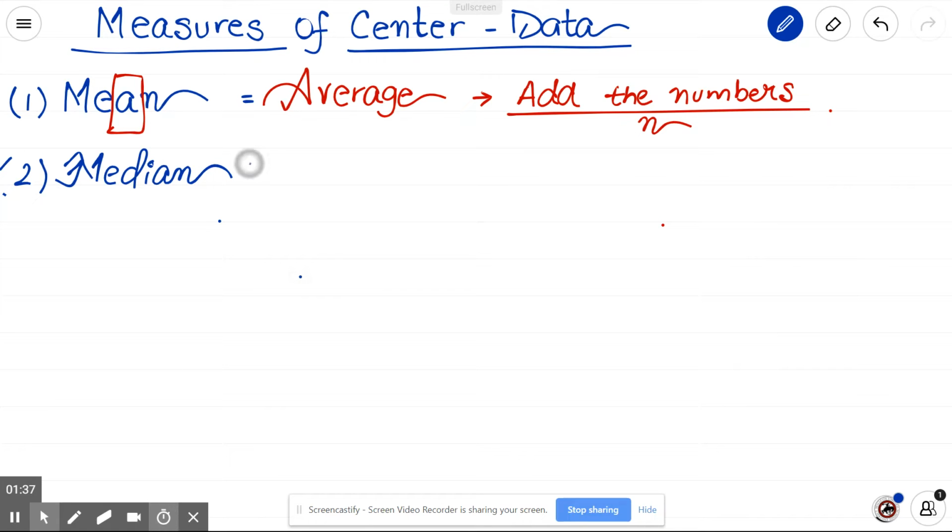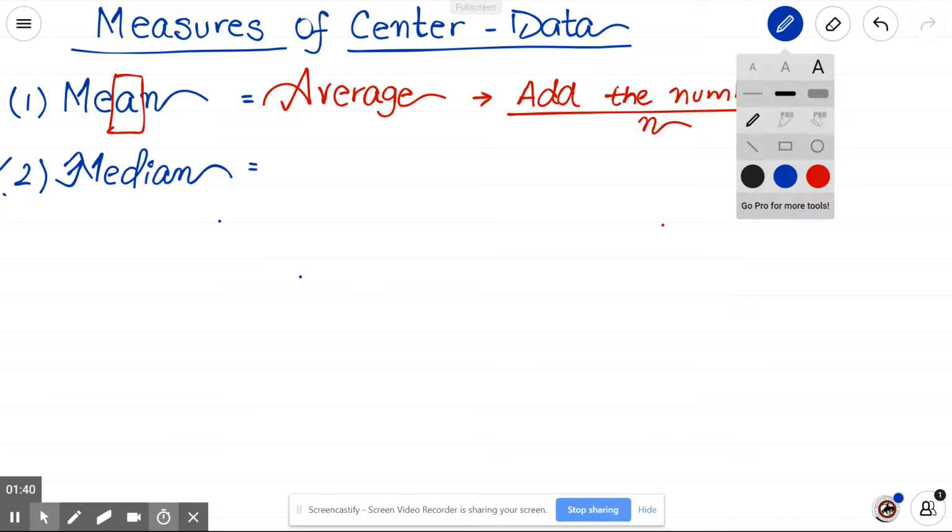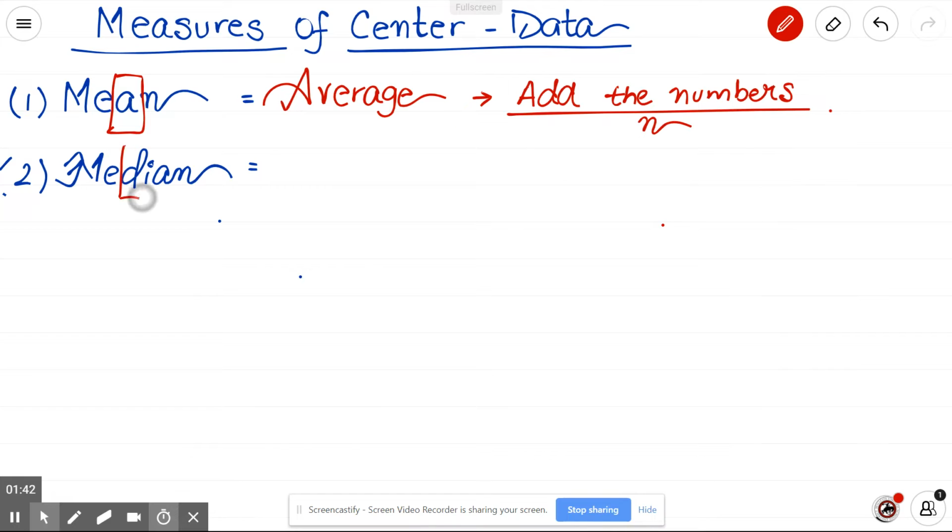And the letter I want you to consider here is going to be D. And median is nothing but, I know it doesn't start with a D, but the word middle has two D's in it. So I would like for you to understand that median is a number that is right in the middle of the data set.